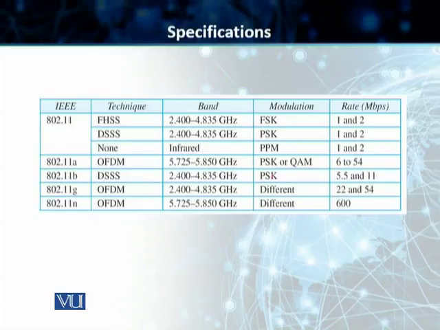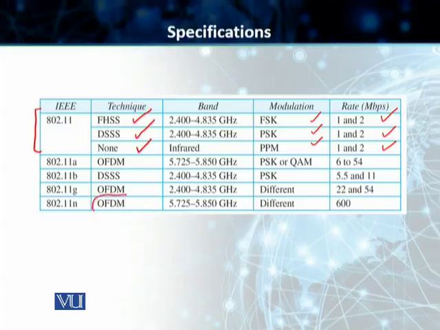Students, as you can see, these are the specs for our physical layer in the IEEE 802.11 standard. The first one, which is the original one, is your 802.11. The techniques used are frequency hopping spread spectrum, DSSS, direct sequence spread spectrum, and in the case of infrared, there is nothing. And then you've got the modulation techniques used for each one of them, and the maximum achievable data rate of them.